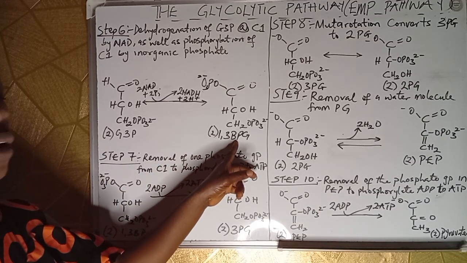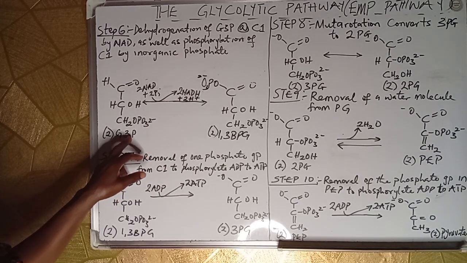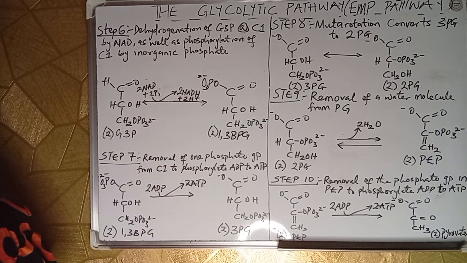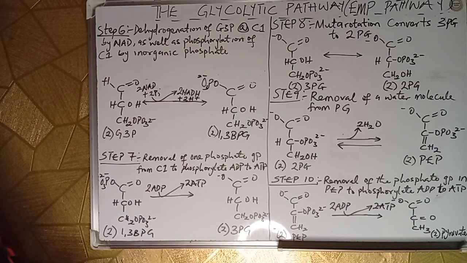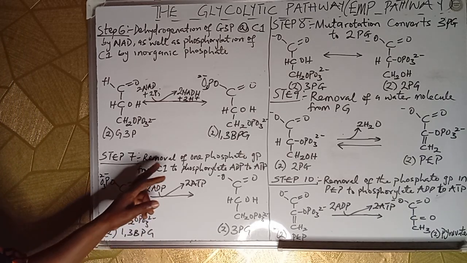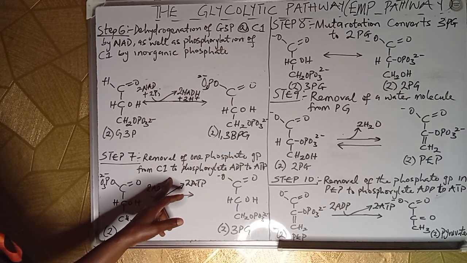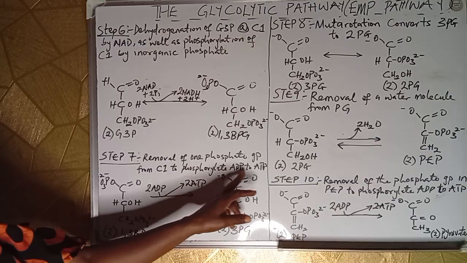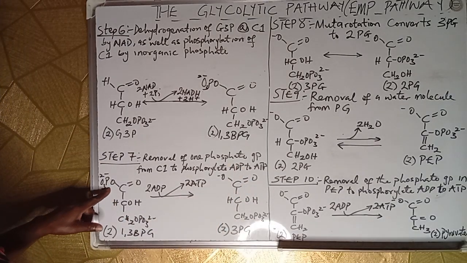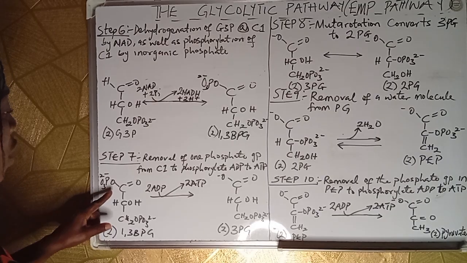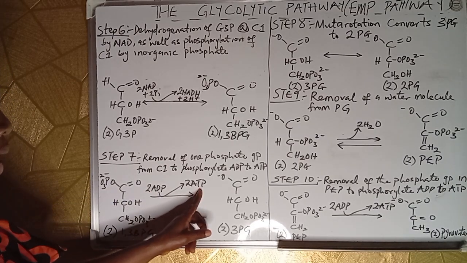1,3-bisphosphoglycerate. And this is catalyzed by the enzyme glyceraldehyde 3-phosphate dehydrogenase. Step 7, the next step in the glycolytic pathway, we have the removal of one phosphate group from C1, that's carbon 1, to phosphorylate ADP to ATP, step 7. So we'll see this phosphate group here is used to convert ADP to ATP.